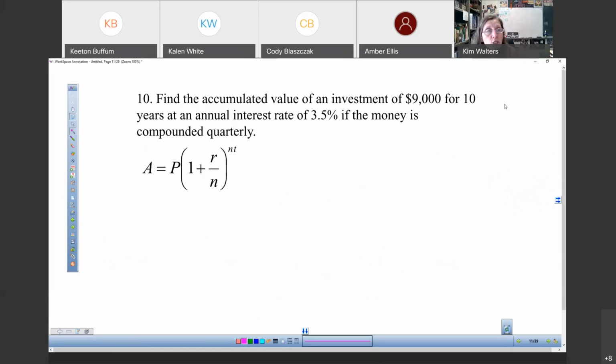Okay? So problem number 1 here says find the accumulated value. So this is A of an investment of $9,000. So here is P for 10 years. Here is T at an annual interest rate of 3.5%. So that means R is 0.035 if the money is compounded quarterly. Quarterly means N is what?